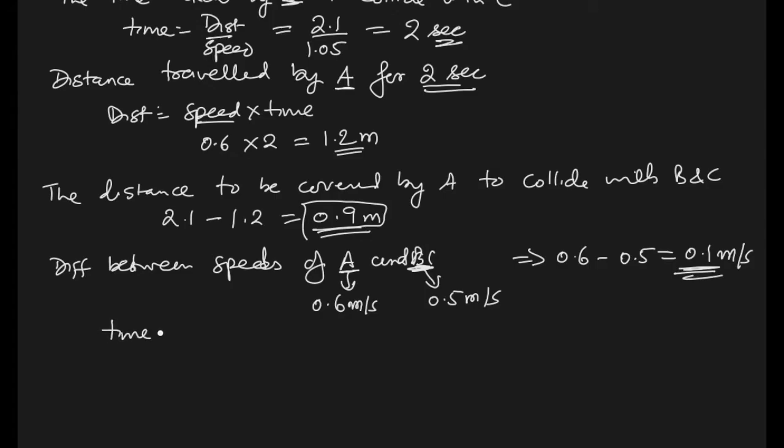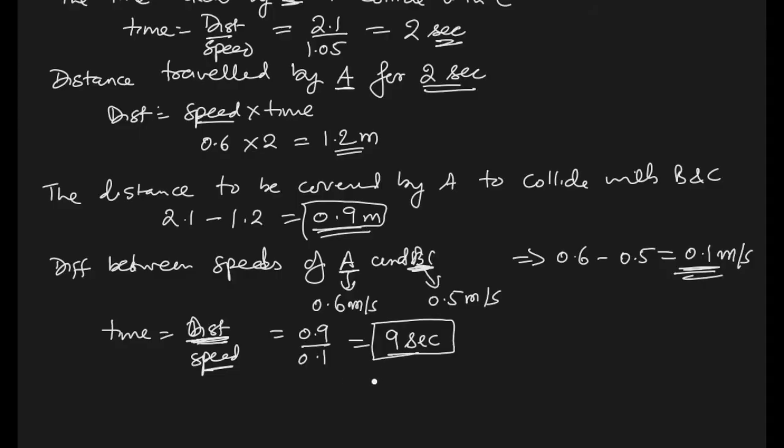So the time is equal to distance over speed. And distance is the difference in their positions, and speed is the difference in their speeds. So 0.9 divided by 0.1 equal to 9 seconds. This is the time after the collision of B and C. A will catch up and collide with them again.